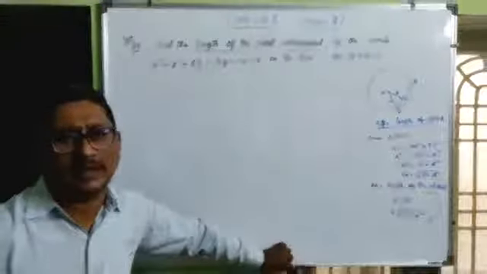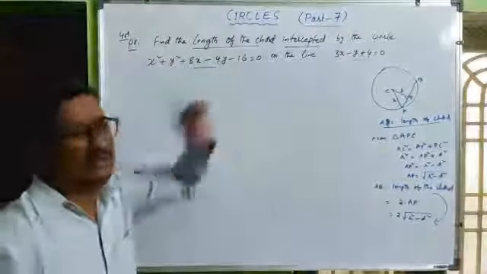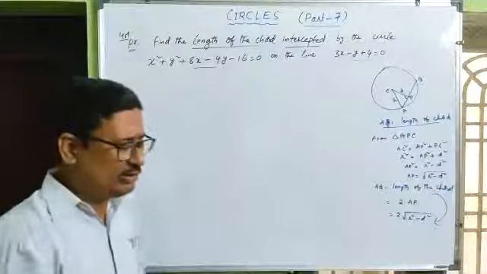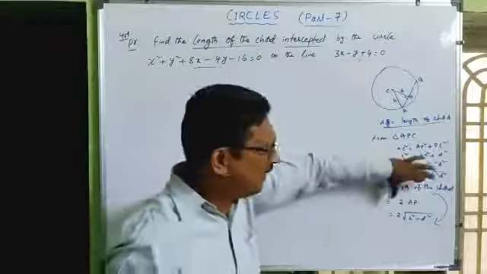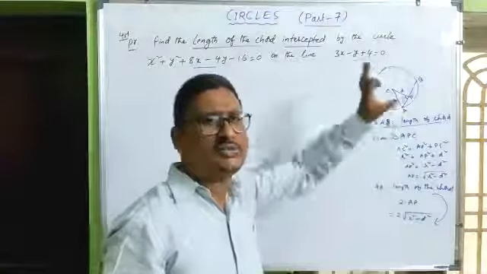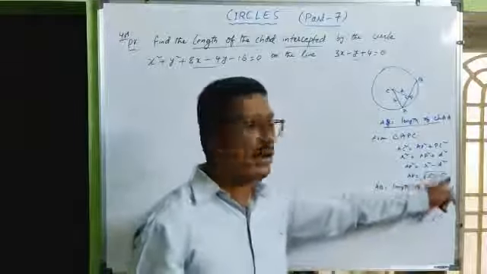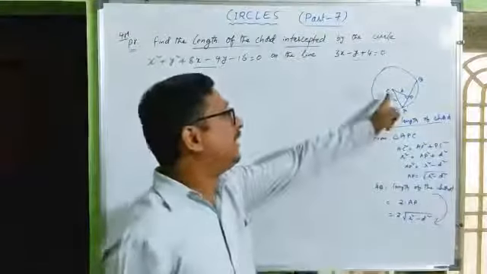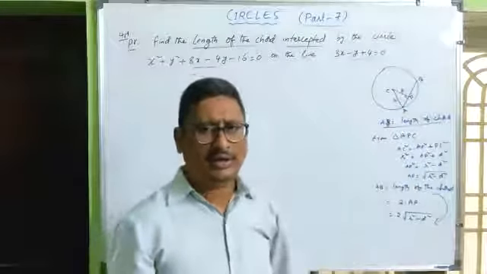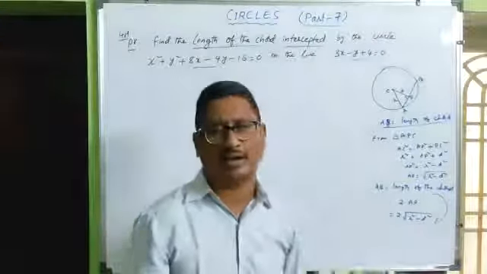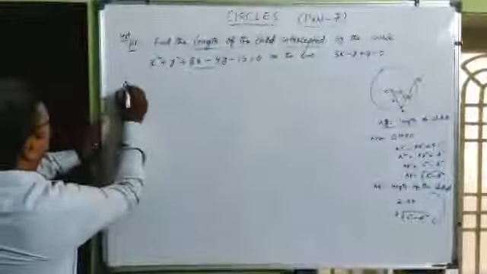Now we have to find the length of the chord intercepted between the circle and the line. Now we will go to the problem. So this is how we have to find the length of the chord. To find it, first we have to find the radius of the circle and D. D is the perpendicular distance from the center onto the line. If you substitute the values of R and D, then we will get the length of the chord. Now we will see the solution.